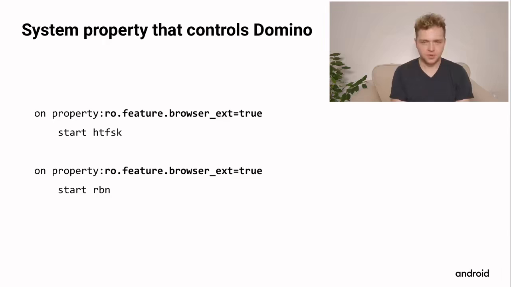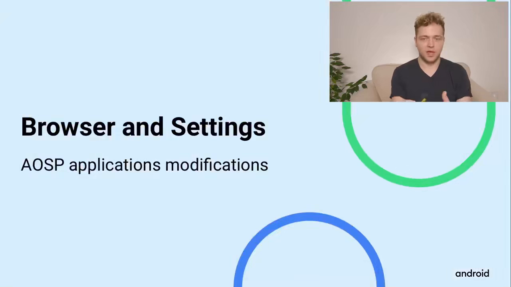There's also a system property that controls Domino, and that system property that I mentioned at the beginning is feature browser ext, probably stands for extension, and if it's set to true, the binaries will start. If it's not set to true, the binaries will kind of be turned off. So this is basically the switch that controls whether Domino is running on a specific build or is not running on a specific build. But binaries are just part of the story.